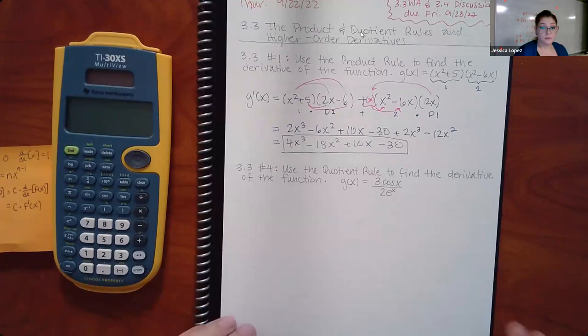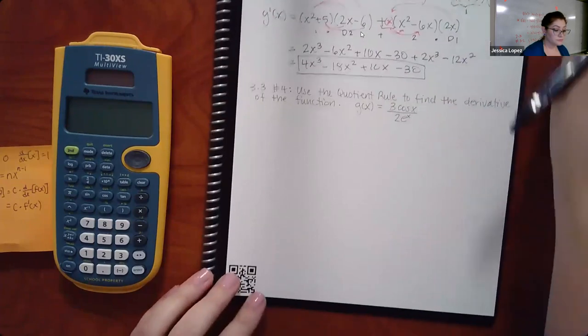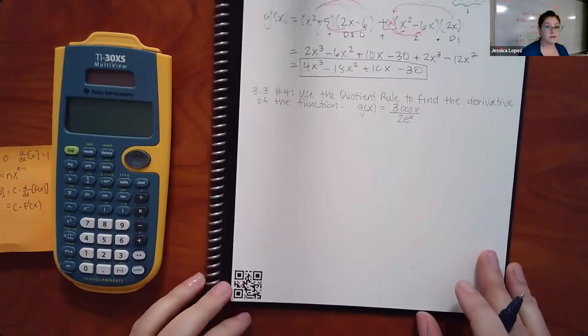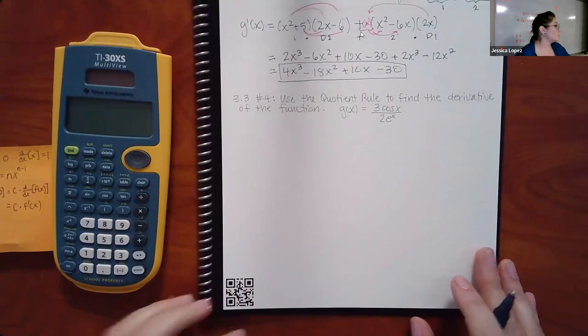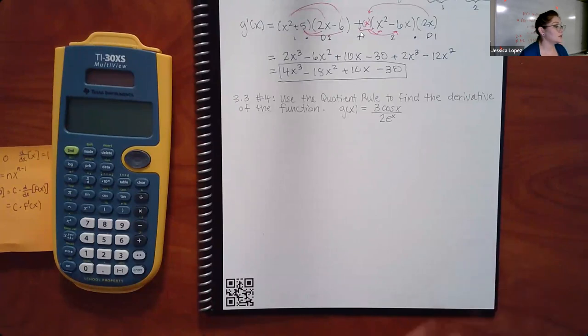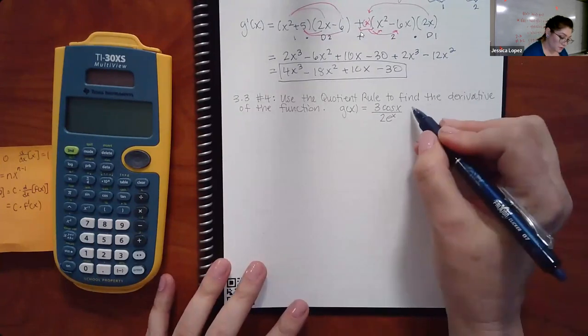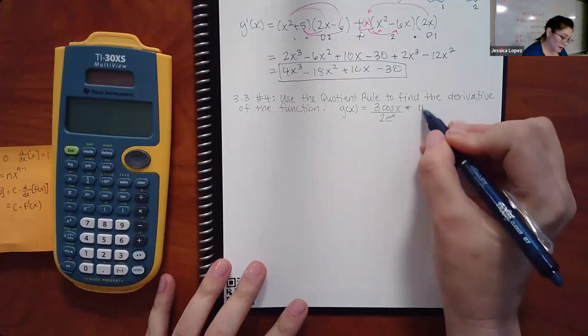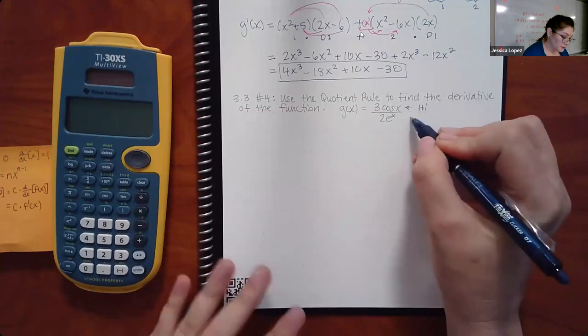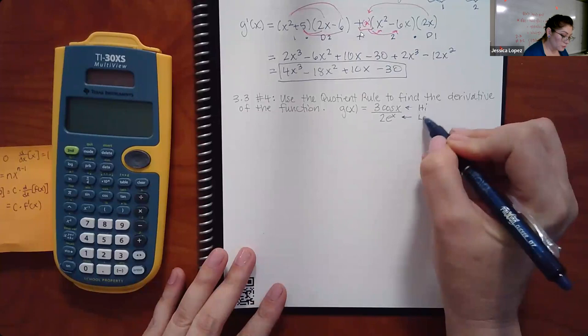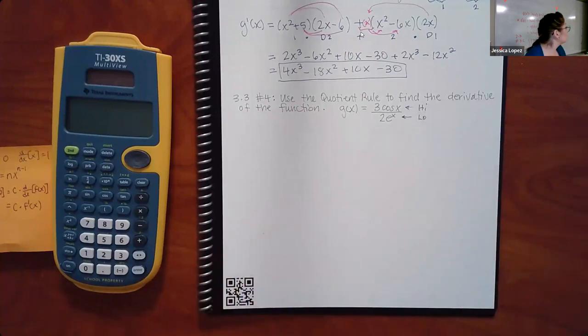Okay, number four. So I left number two and number three. Hopefully you can figure those out. If not, when we have class time later, you can ask questions. Number four asks us specifically to use the quotient rule. So then this one up here is going to be my high, right? Because it's above the bar. And then this one's gonna be my low because it's below the bar.